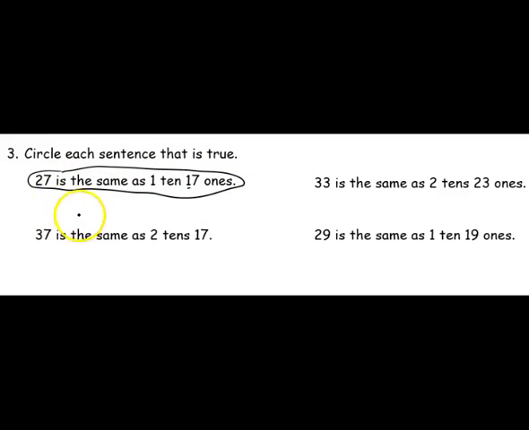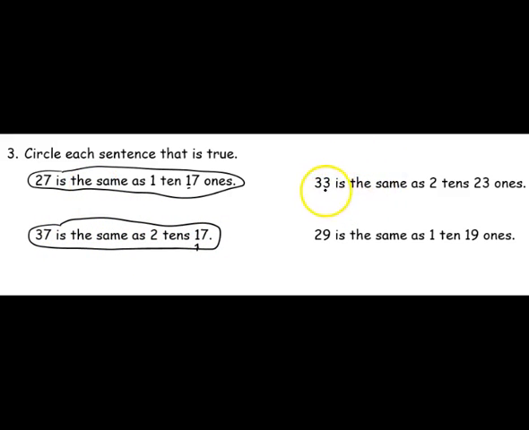Let's go down to the next statement. This one says 37 is the same as 2 tens and 17. Well, 17 has a 10 in it as well, so that would give me 3 tens and 7 ones, which is the same as 37. 37 has 3 tens and 7 ones. So we'll circle that statement.